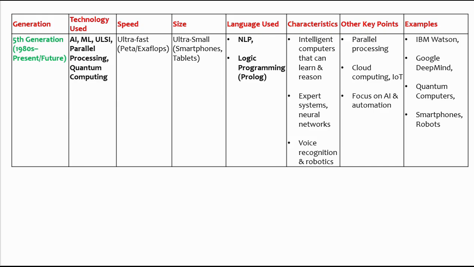Devices of this generation are extremely compact, such as smartphones, smartwatches, tablets, and robotic systems. Logic-based languages like Prolog, which is Programming in Logic, and concepts like NLP, which is natural language processing, are used for speech recognition and human-computer interaction. Examples include IBM Watson, Google DeepMind, advanced robotics, self-driving cars, and quantum computers.